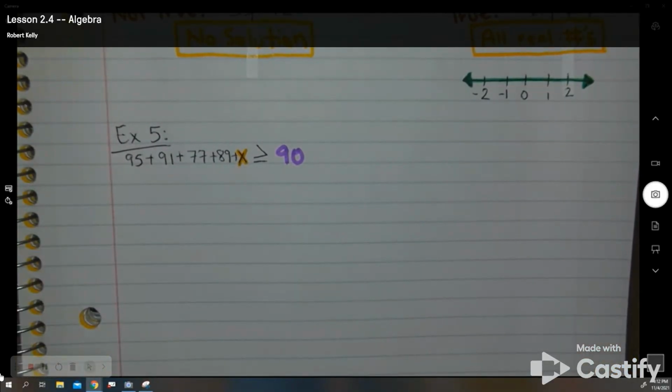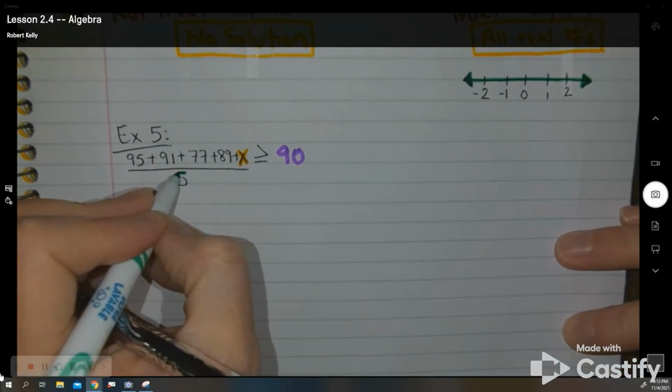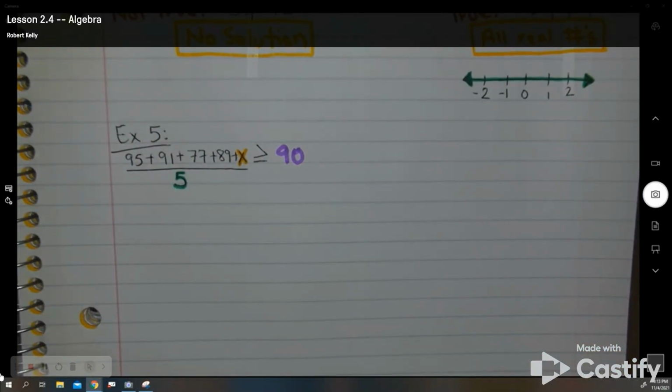Give it a color so we can see it better. And since it's the average, we've got to divide this whole thing by 5. I'm going to make my 5 in green, because on the paper over here we noted that the average was in green, so I used green for the 5 to show that.